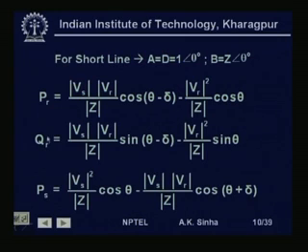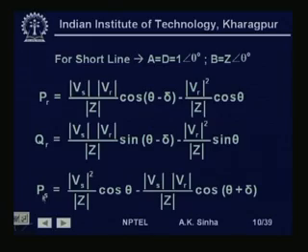Then, substituting these values, we get PR is equal to Vs VR by B, and B is now Z. So, we have Vs VR by Z cos of beta minus delta, where beta is now theta, so theta minus delta, minus VR square by Z into cos beta, because A is now 1. So, here it is cos theta. Similarly, we can write QR is equal to Vs VR by Z sin of theta minus delta minus VR square by Z sin theta.